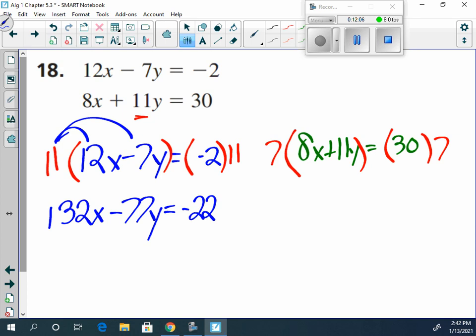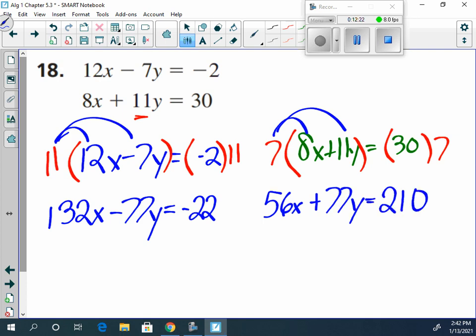Okay, let's do the other one. Now here I can multiply through by 7. 7 times 8x is going to be 56x. 7 times 11 is going to be plus 77y, hey. And 7 times 30 is going to be 210. But hey, we got 77y in both equations, yes? And that's the goal. We're trying to get one of the variables to be the same in both equations.